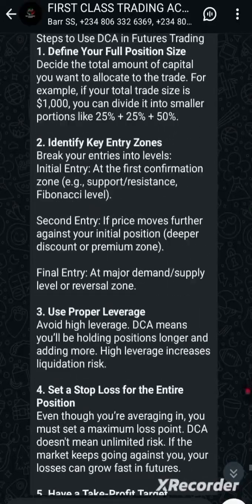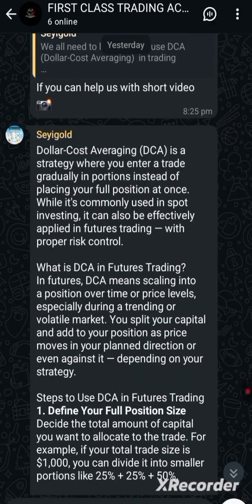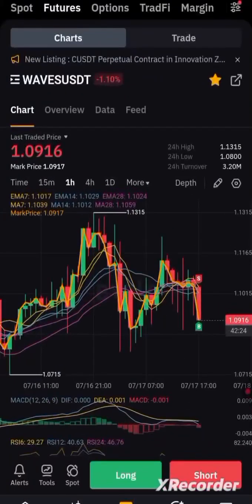This is the explanation of DCA, dollar cost averaging. It is a strategy where you enter a trade gradually in a position instead of placing your full position at once. What does this mean? It means that if you have capital, you don't need to use the whole capital to enter the trade at once, because if you use your whole capital at once, it's going to affect you if the market is going against you.